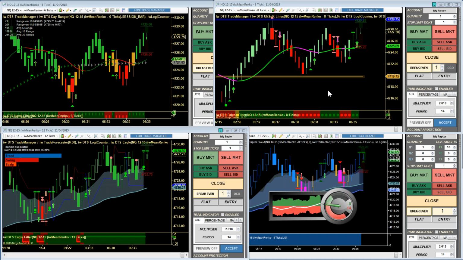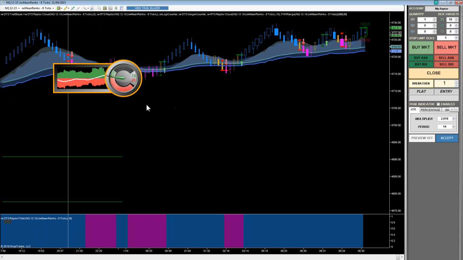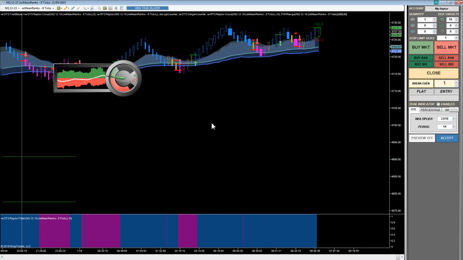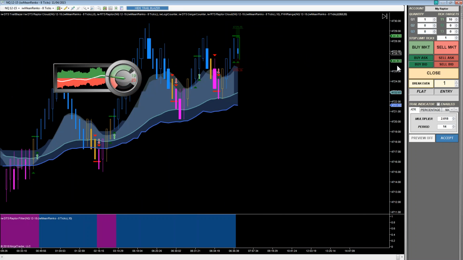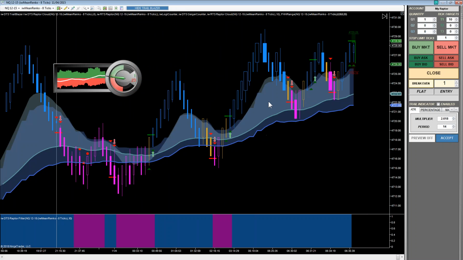All right, well, while that's going on, let's take a look here at the Raptor. The Raptor, as I mentioned, is sort of a blend of the other 3 tools, kind of a hybrid, if you will. So it's going to incorporate elements of the Hawk Scalper, the Falcon Swing Trader, and the Eagle Trend Trader.